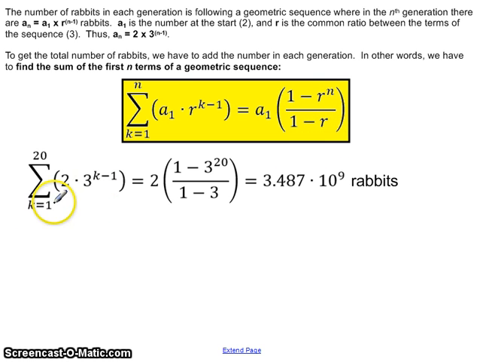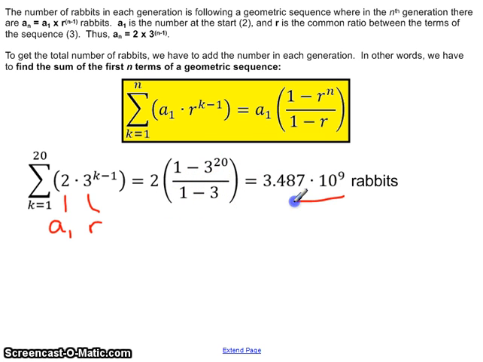So we said that a sub 1, our initial number of rabbits, was 2, and r was 3, which is how many offspring each rabbit has. Each pair gave us 6, so each rabbit gives us 3. If we plug that in here, we get 2 for a sub 1, times 1 minus 3 to the 20th. Now be careful, we don't subtract 1 here. This is just n. And we divide the whole thing by 1 minus 3.